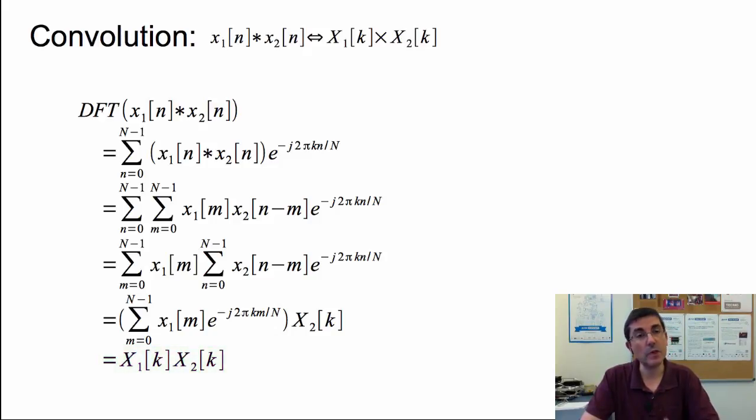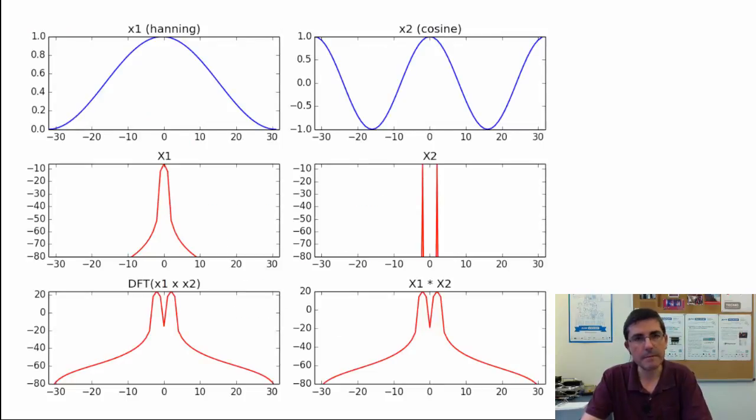That means that if we multiply two signals in the time domain, it also corresponds to convolving the two spectra in the frequency domain. Let's show these two views of this property. For example, if we multiply two signals, this is an example of this multiplication and the corresponding convolution in the frequency domain.